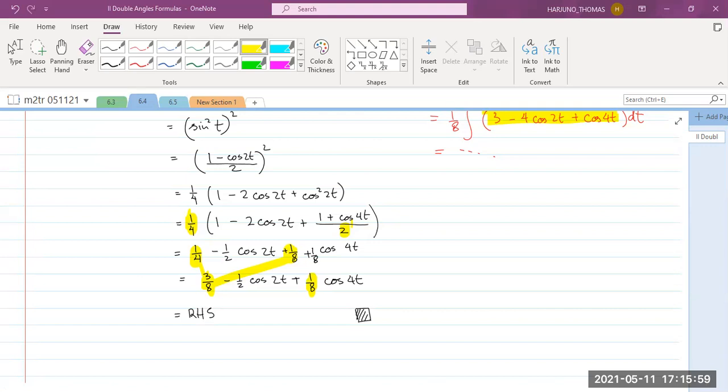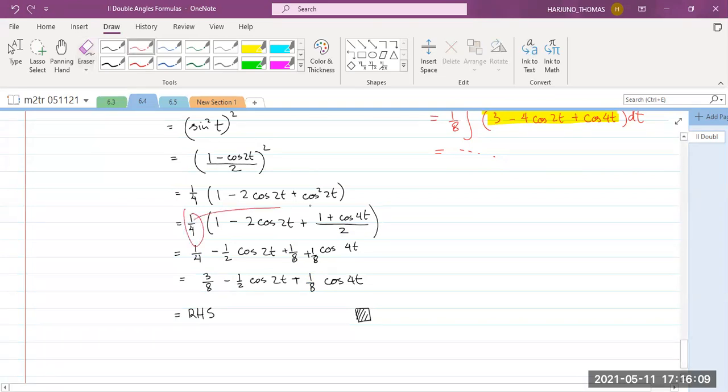Okay, let me slow down. Let me erase the coloring first. So what I did was I distribute this 1/4 with 1/2. That gives me 1/8, right? And then 1/4 with this gives me this. Is it okay?